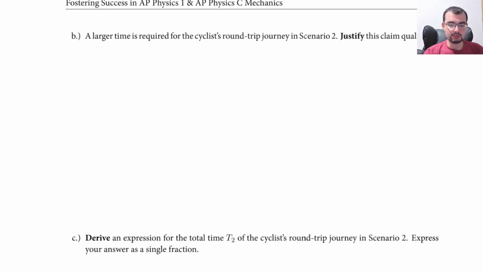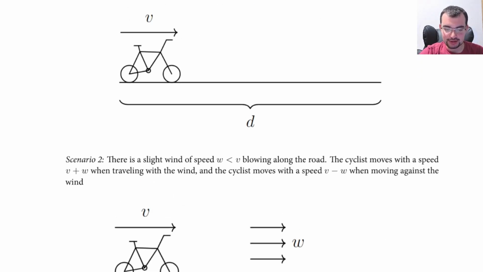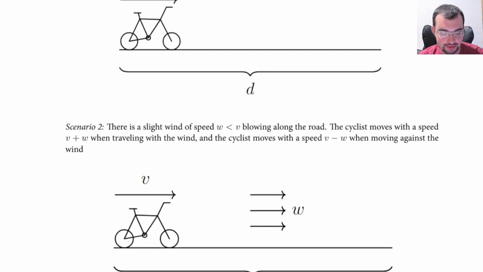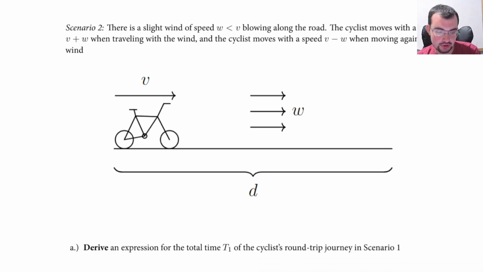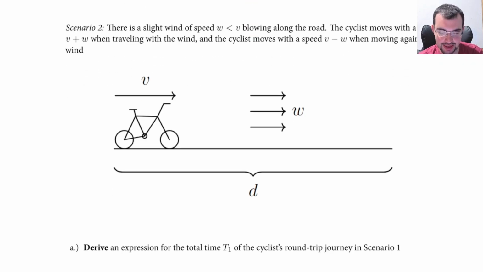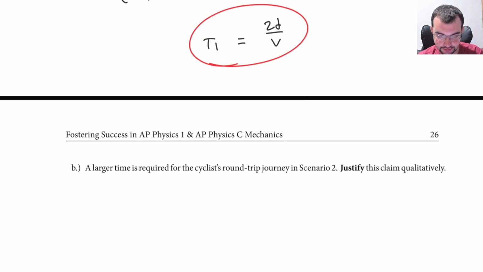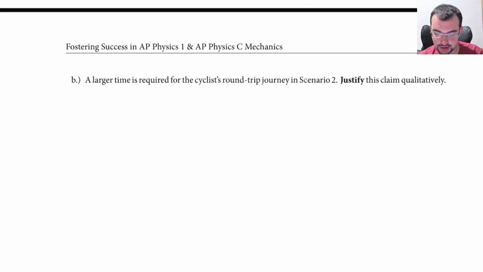A larger time is required for the cyclist round trip in scenario 2. Justify this claim. So sometimes, if the claim is especially difficult, I like to just tell you what it is and make you think about why. So I'm telling you that even though there's wind both ways, and I'm getting boosted one way and hurt the other way, it's actually slower in scenario 2. So even though there's wind helping me and wind hurting me for equal distances, it's actually longer when there's wind. So it's a slower ride if there's wind and you're going on a round trip no matter what.